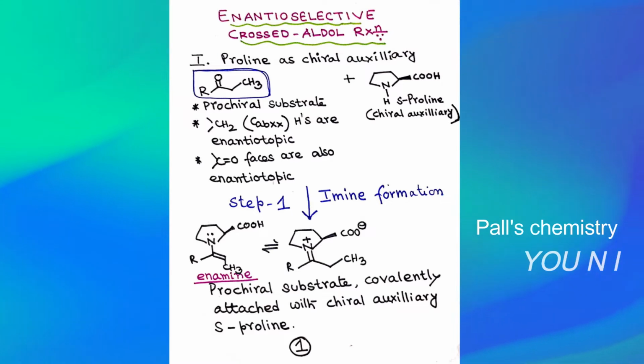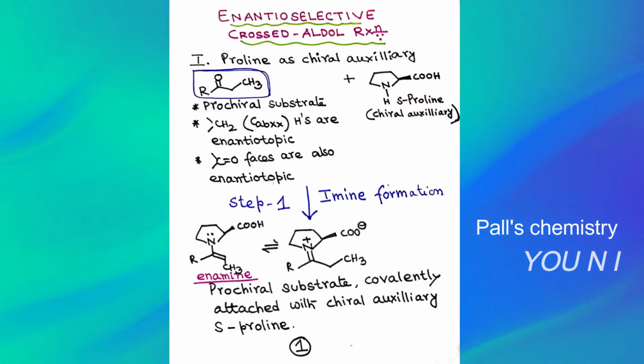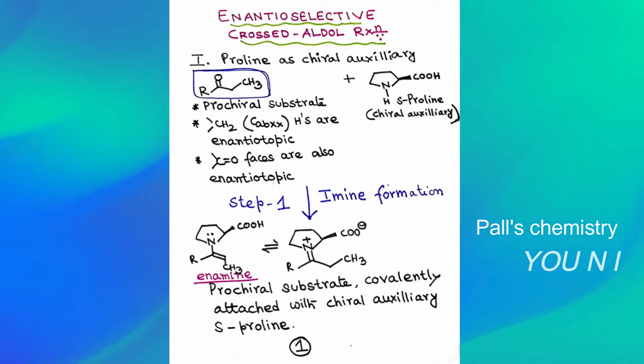Now this proline is an amino acid and naturally occurring. Coming to the reaction between substrate and chiral auxiliary, there will be water elimination and we will be getting the imine. Now this imine will undergo tautomerization and we will land up with the enamine. Now this enamine is the species where the prochiral substrate is covalently attached with the chiral auxiliary, naturally occurring S-proline.